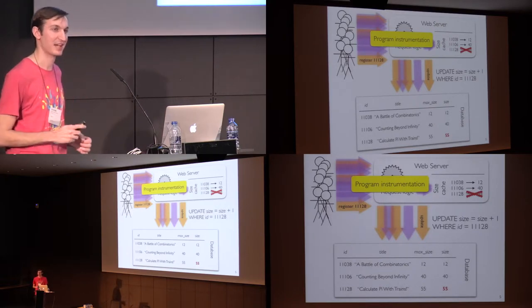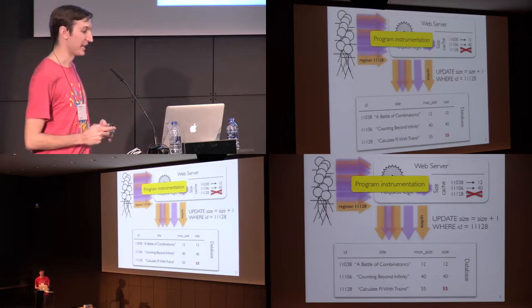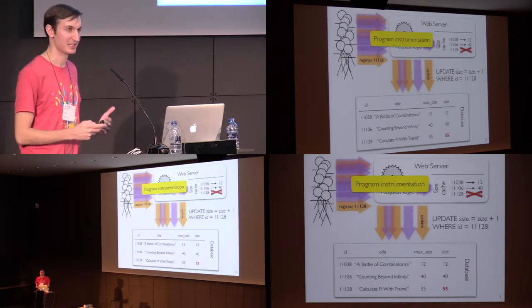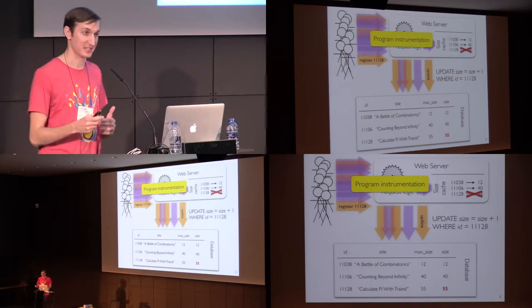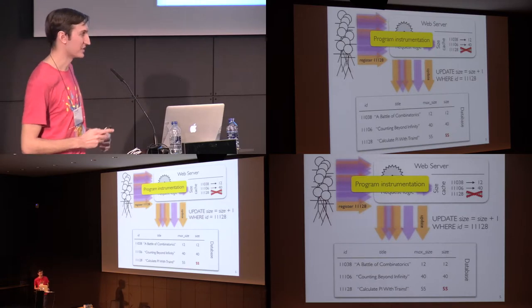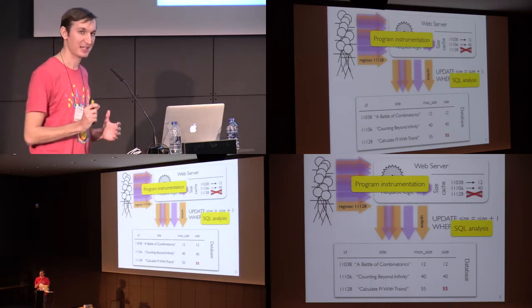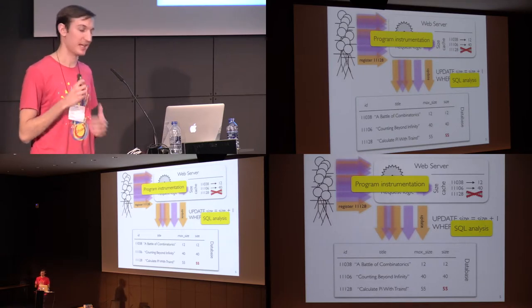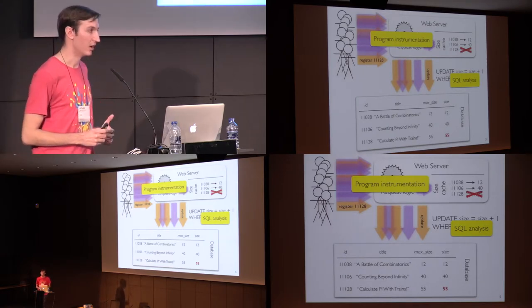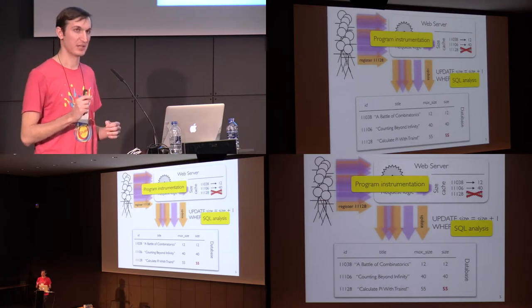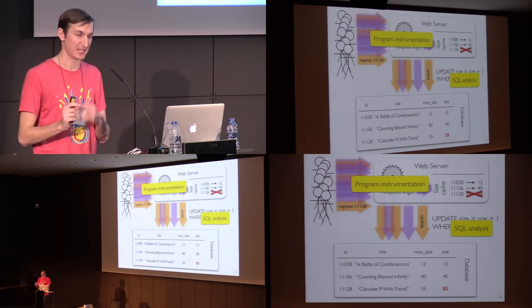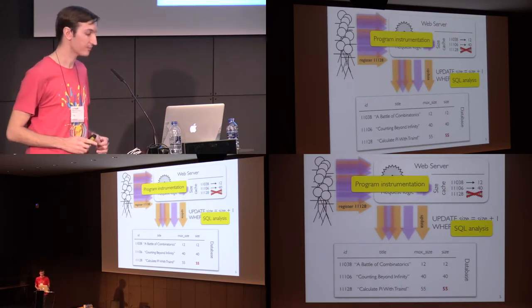You also need to add invalidations. So basically, anytime your program sends an update to the database, you need to also add some sort of invalidation. Adding these invalidations typically entails analysis of the SQL queries involved in both the cached region and the update that you're adding invalidations to.